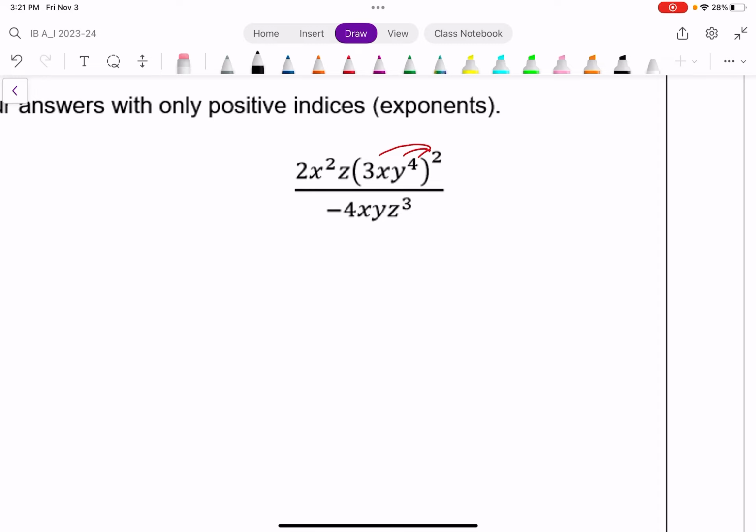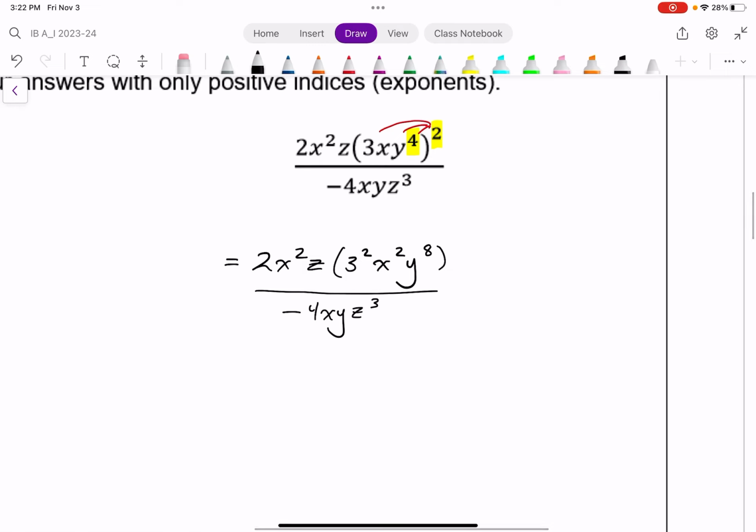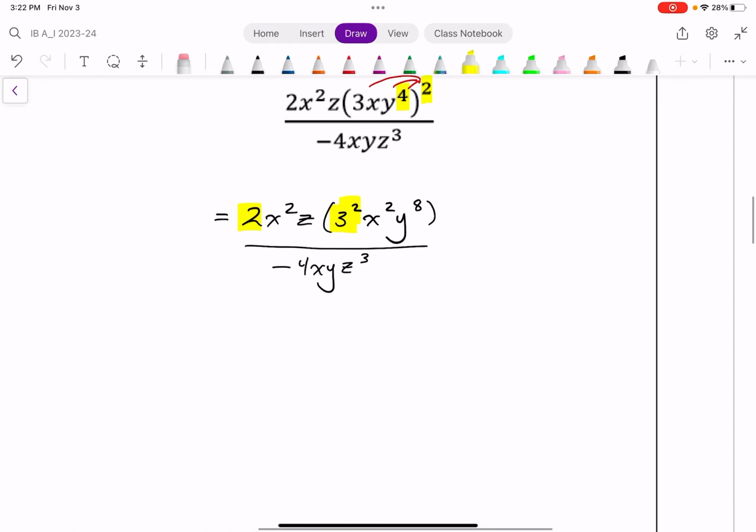And so I can think of this as being, I'll leave the 2x squared z alone. And then inside here I have 3 squared, or just 9, times x squared times y. And then I have y to the power 4 to another power. Anytime you have a power raised to another power, you can just multiply those together. And so the same as y to the power of 8 all over my denominator. All right, and now I'm going to clean up my numerator more, although there's always choices, but now I'm going to do what I did before. 2 times 3 times 3, or 2 times 9, which is 18. I have x squared times x squared is x to the power 4.